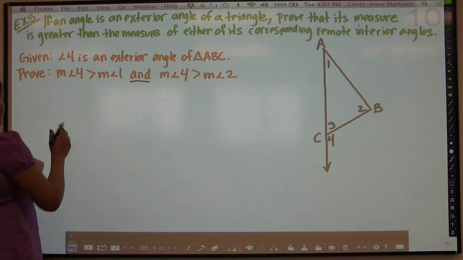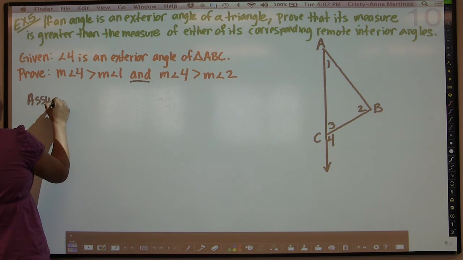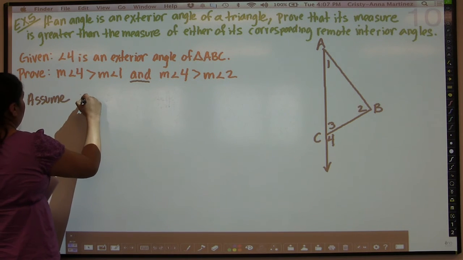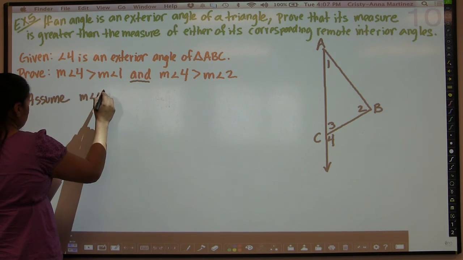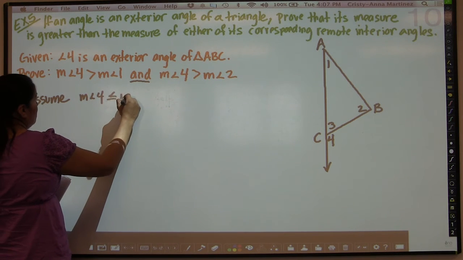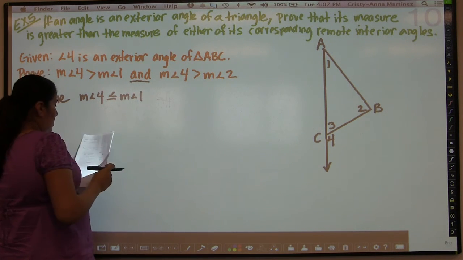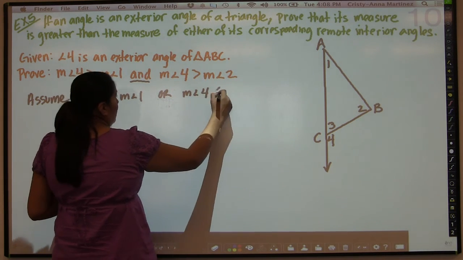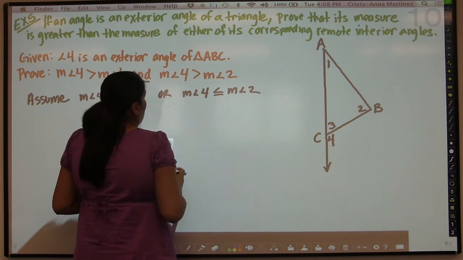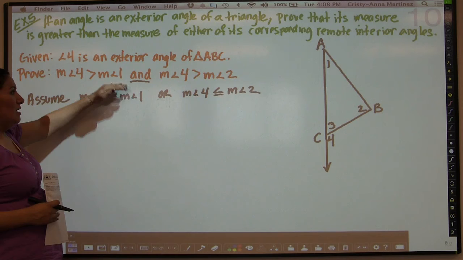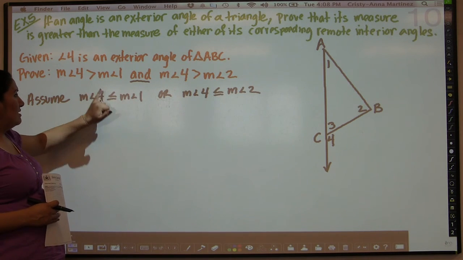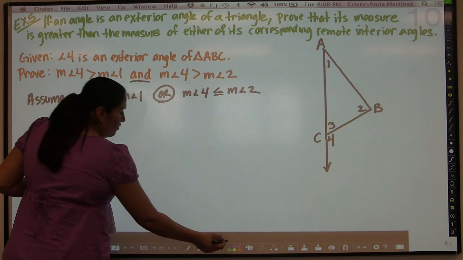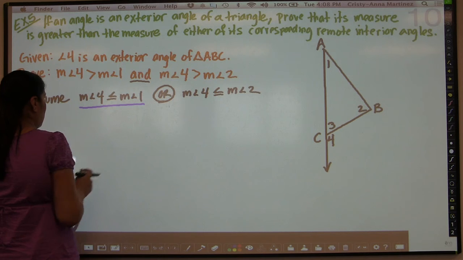So again, we're going to start by assuming the opposite of this statement. The opposite of this statement is that the measurement of angle 4 is not greater than, but less than or equal to the measurement of angle 1, or that the measurement of angle 4 is not greater than, but less than or equal to the measurement of angle 2. So the opposite of the and statement is an or statement, and the opposite of greater than is less than or equal to in both cases. Now, because this is an or statement, we only need to prove one of them. So we're going to go with this guy right here.